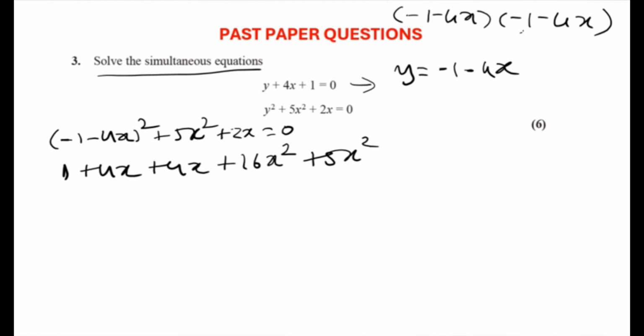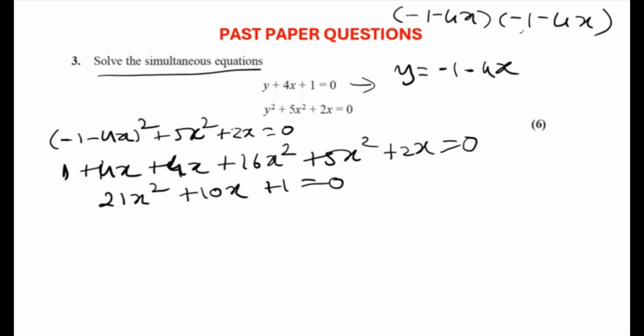Plus 5x squared plus 2x is equal to 0. Simplify it. 16 plus 5 will give me 21x squared. 4x plus 4x is 8x, plus 2x will give me 10x, and plus 1 is equal to 0.